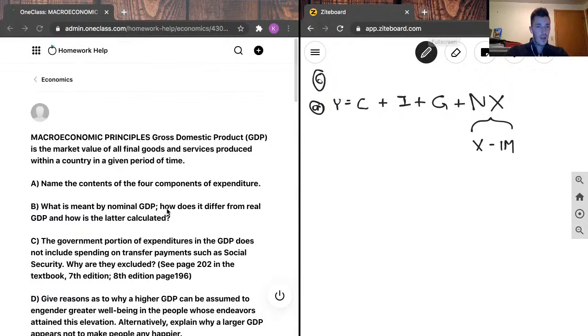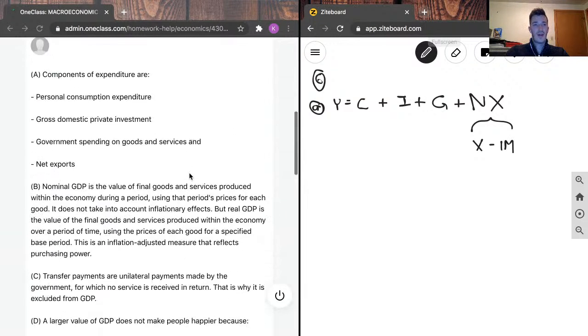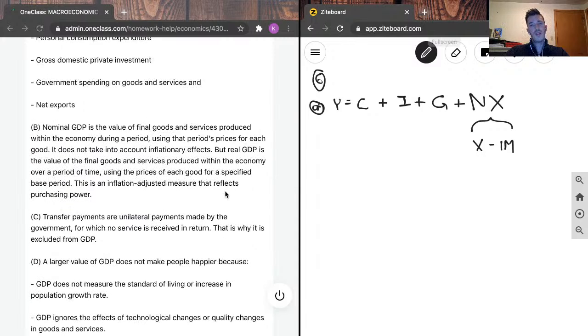B, what is meant by nominal GDP? How does it differ from real GDP? And how is the latter calculated? Junior Tutor said B, nominal GDP is the value of goods and services produced within the economy during a period, using that period's prices for each good. Does not take into account inflationary effects.